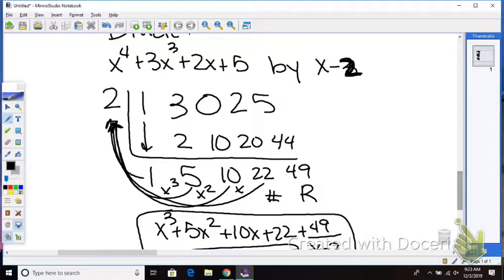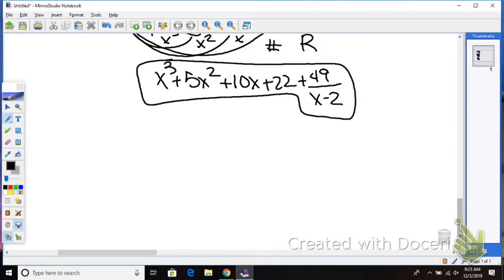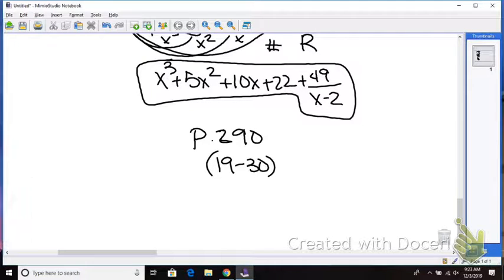That will do it. Okay, here is your assignment for today. Page 290, 19 to 30. You should have plenty of time to get this done. Check your work if you want, but we will go over this either at the end of class today or beginning of class tomorrow. Don't forget to fill in zeros.